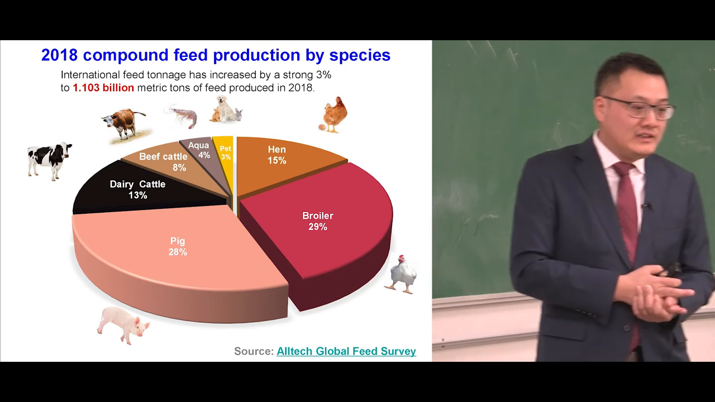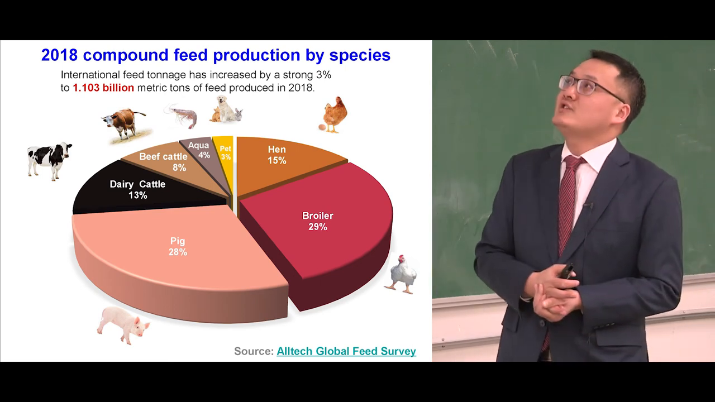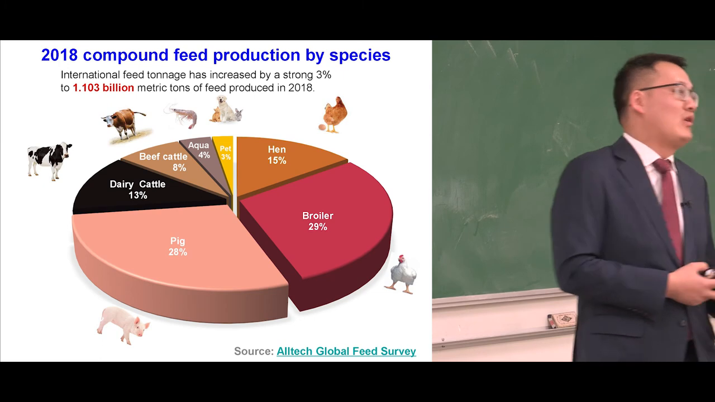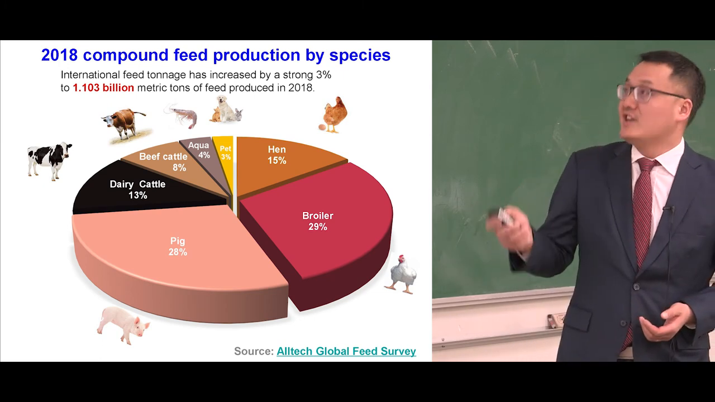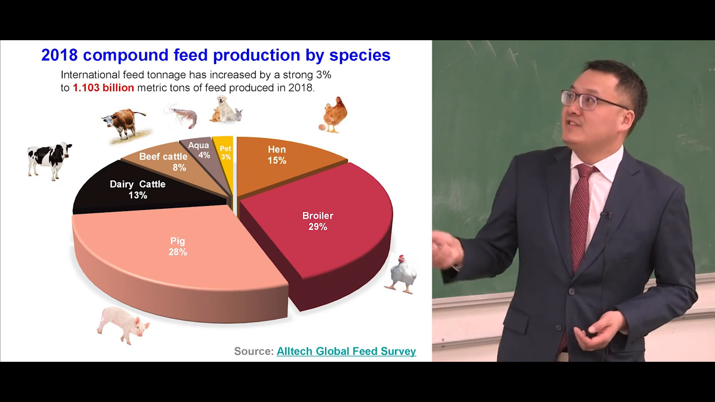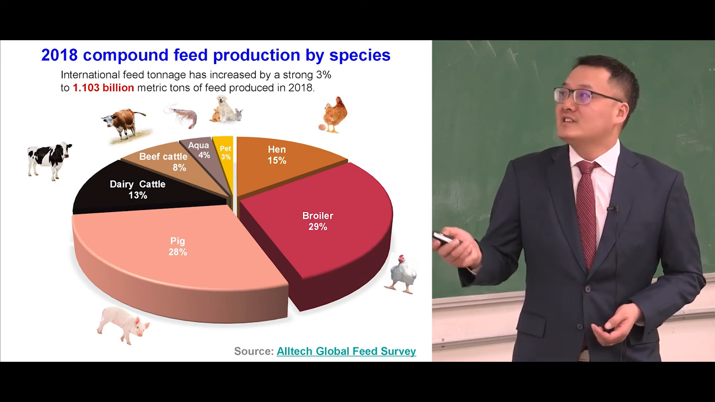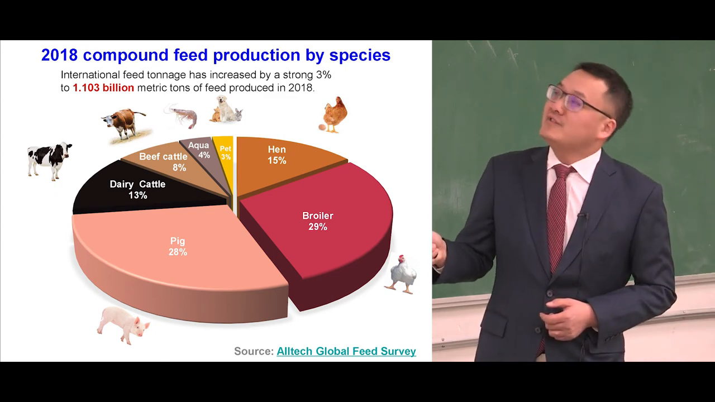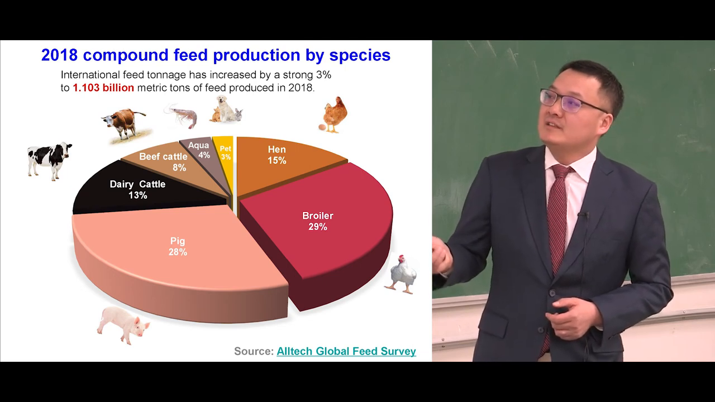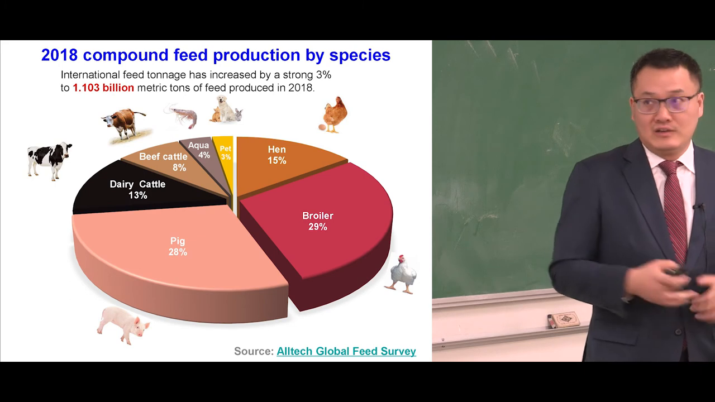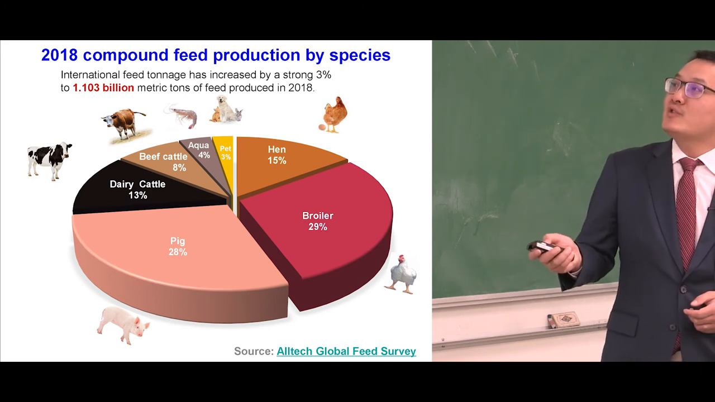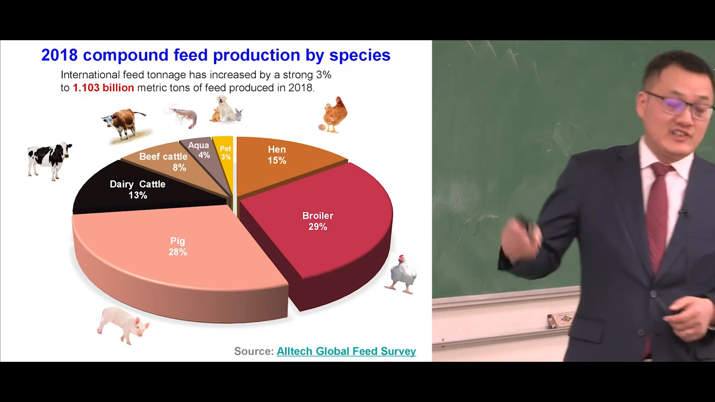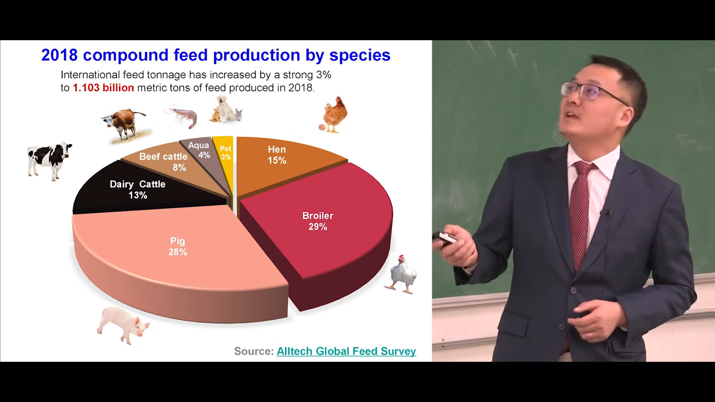So look at the international feed tonnage. It has increased by around 3% to 1.103 billion metric tons in 2018. If we divide by species, broiler chickens account for about 29% of feed, layer hens about 15%, and pigs about 28% of global feed production. Dairy cattle is about 13%, beef cattle 8%, aquaculture, mainly in the Asia territory, about 4%, and pet feed about 3%.